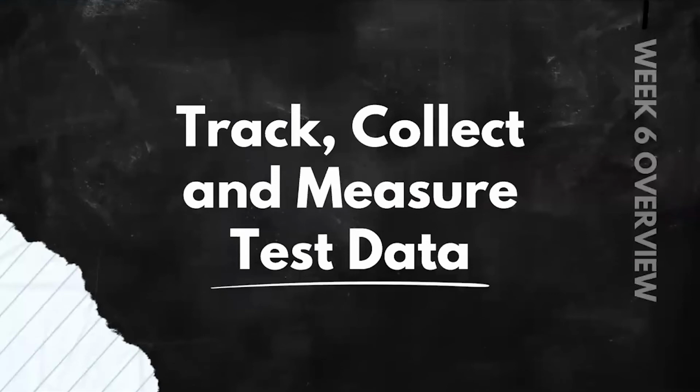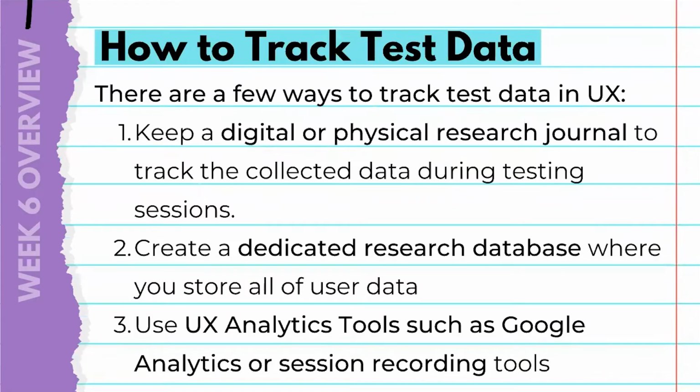But to move on, we're going to discuss how to track, collect, and measure test data, because this is what you're going to do in week 6 when you are discussing usability testing. So how to track data. There are a few ways to track test data in UX. One, you want to keep a digital or physical research journal to track the data collected using tests during your testing session. Two, you're going to create a dedicated research database where you will store all of your users' data. And then finally, you can use UX analytics tools such as Google Analytics or session recording tools like the one shown in the video prior.